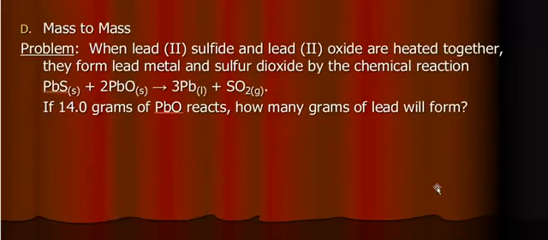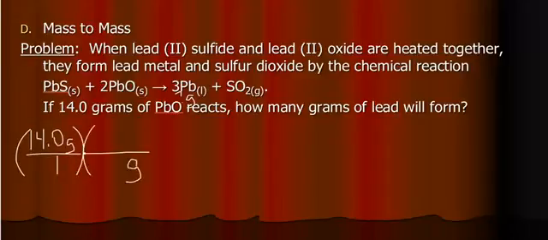And then finally we can do a mass to mass problem. 14 grams of lead oxide. I want to know how many grams of lead will form. I'm going to start with 14 grams of lead oxide. I have to go back to moles. Moles is my intermediate. So I need the mass of lead oxide from the periodic table in 1 mole. The mass is 223 grams from the periodic table.